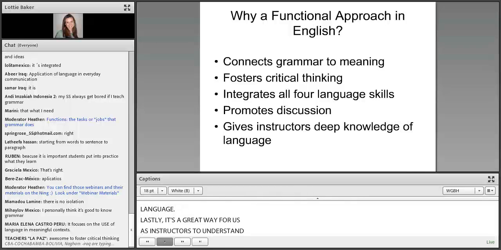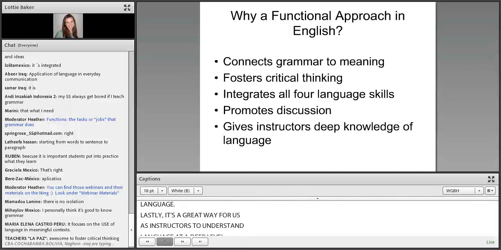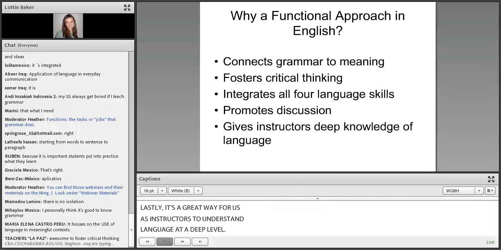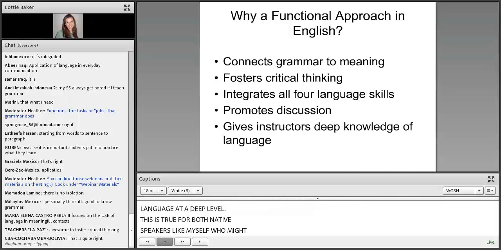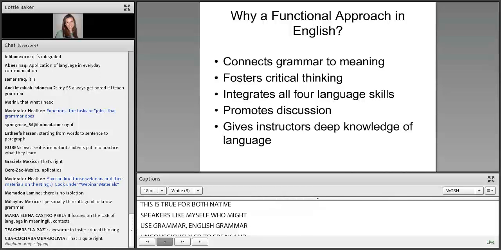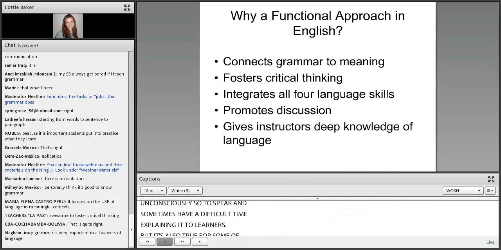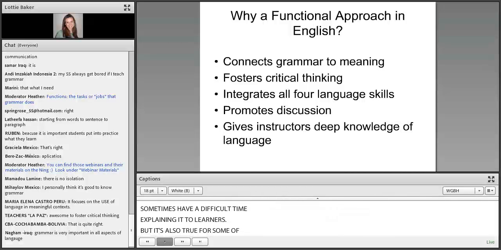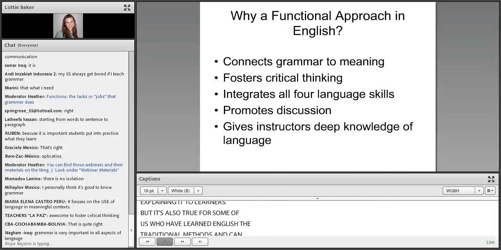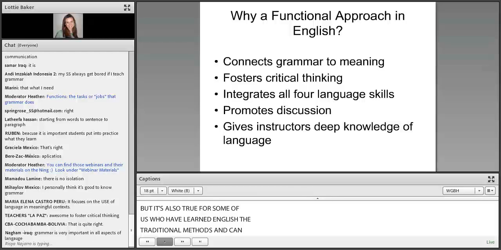And this is true for both native speakers like myself who might use English grammar unconsciously, so to speak, and sometimes have a difficult time explaining it to learners, but it's also true for some of us who have learned English via traditional methods and can answer how to form certain sentences or structures, but not necessarily why.